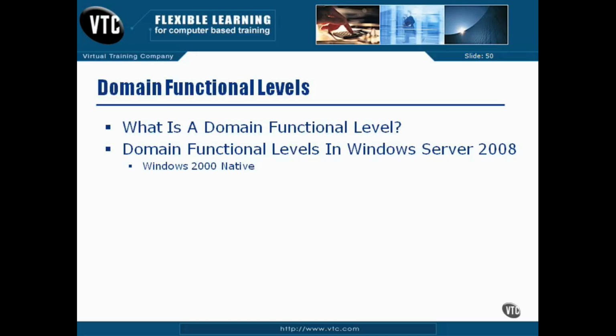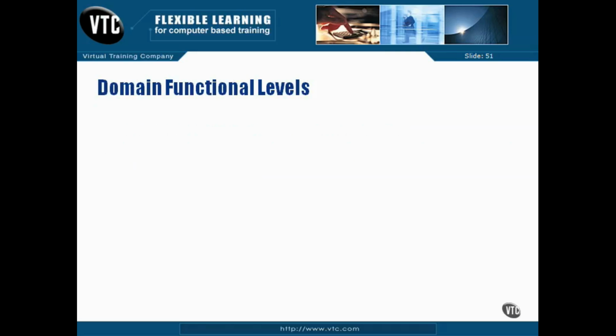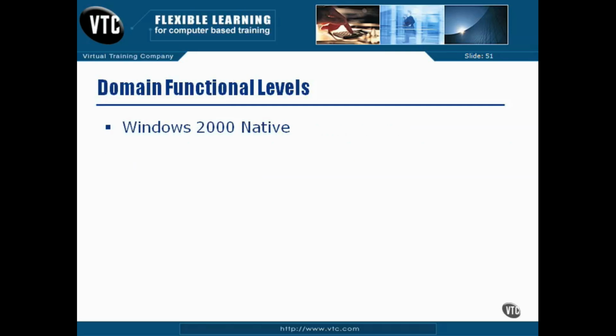Now there are 3 functional domain levels in Windows Server 2008. The first one is Windows 2000 Native. Then we have Windows Server 2003. Then we have Windows Server 2008. Now let's take a look at each of these. Now I'm not going to go into a whole lot of detail. I just want you to see that these are out there, and then I'm going to show you how to set it.